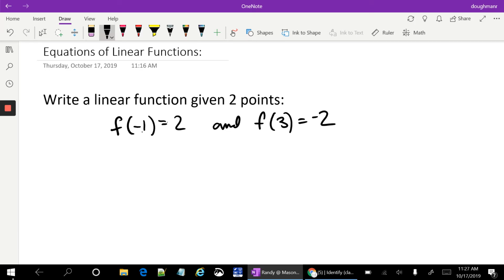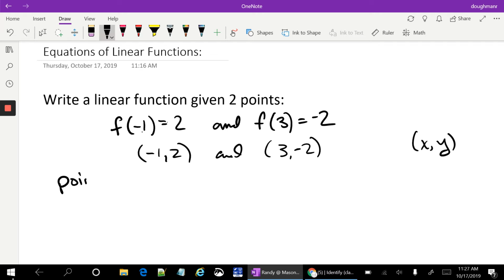remember, -1 is the input, 2 is the output. So what they've given us is point -1, 2, and the point 3, -2. And remember, I just have the generic x, y over here that I can think about. So the first thing I'm going to do is calculate point slope formula.